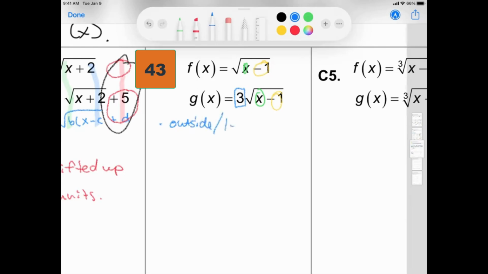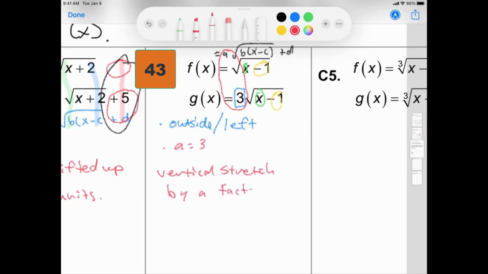What else do we notice? It's to the left. If you needed to, you can write the parent function. And you'll notice that it's on the outside, so your a value is essentially 3. Okay, if you look back at your notes, this number is greater than 1. So this is basically a vertical stretch by a factor of 3.